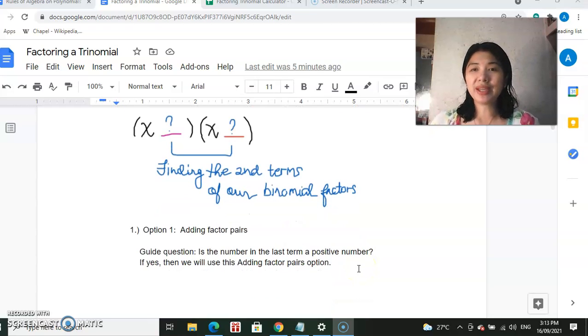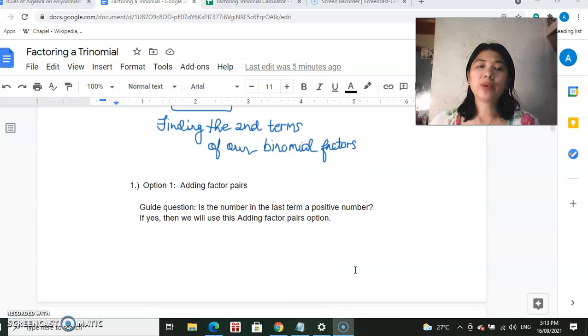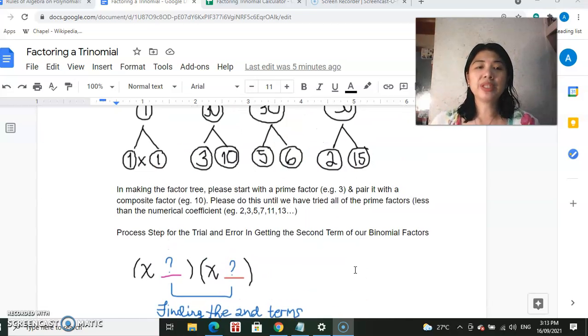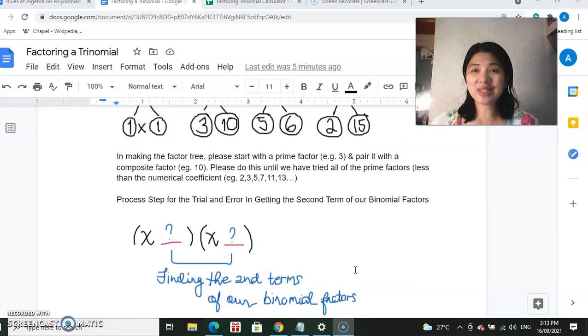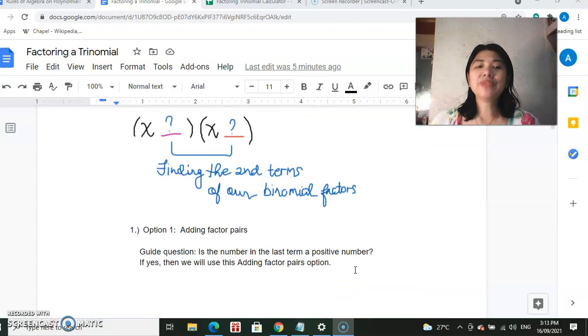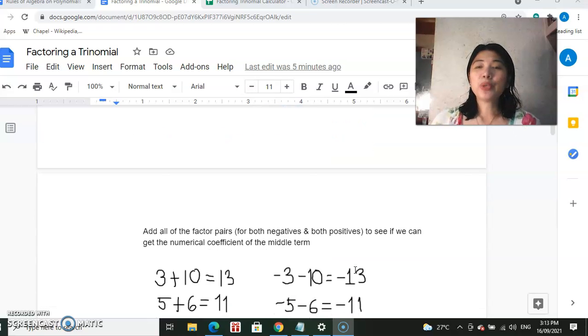Option number 1 will be adding factor pairs. Guide question: is the number in the last term a positive number? In the example, yes, it is positive 30. If yes, then we will be using the adding factor pairs option. We will add all of the factor pairs, both negatives and positives, to see if we can get the numerical coefficient of the middle term.